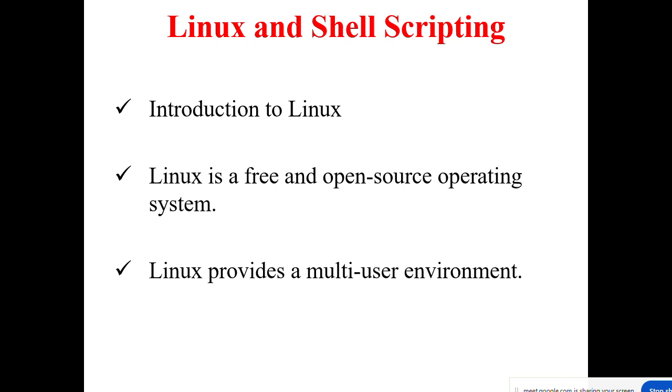Unix was developed by Ken Thompson. Unix expansion is Uniplexed Information Computing System. Unix is a multitasking operating system. The extension of Unix is Linux. Linux was developed by Linus Torvalds. He is from Finland. He was a 16-year-old boy.